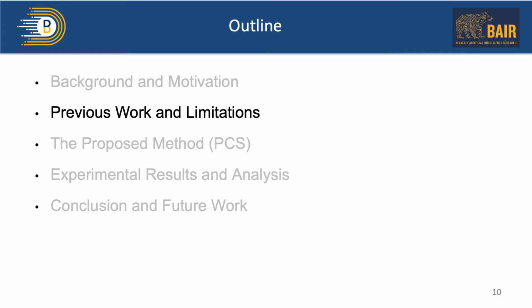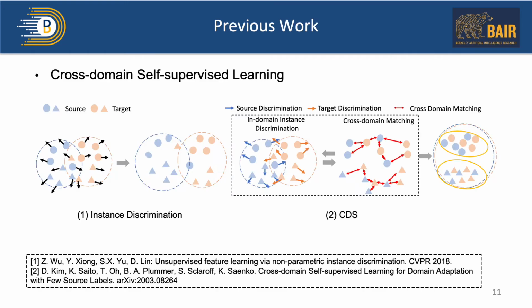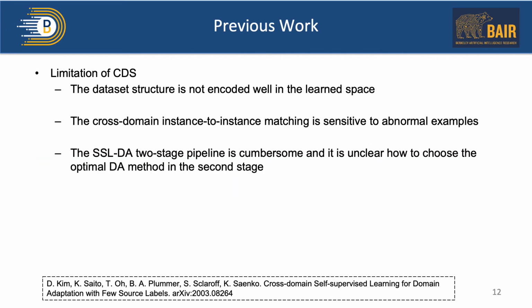Next, previous work and limitations. In a previous work, Kim et al. proposed a two-stage framework, first performing self-supervised learning on source and target, and then performing off-the-shelf domain adaptation methods. During the first stage, they perform in-domain SSL and cross-domain SSL. However, it has several limitations. First, the dataset structure is not encoded well. Second, it's pretty sensitive to abnormal examples. And third, it's unclear how to choose the optimal domain adaptation method in the second stage.